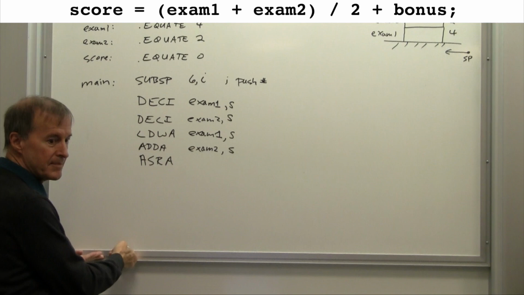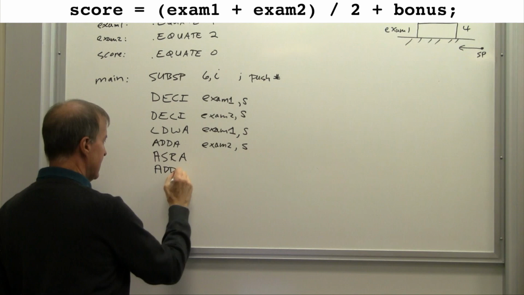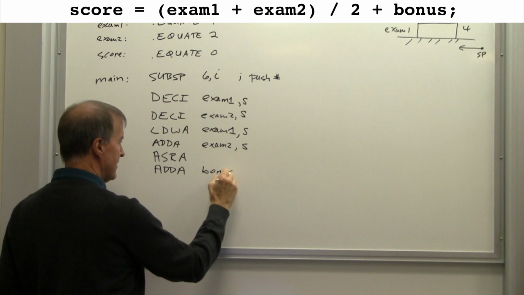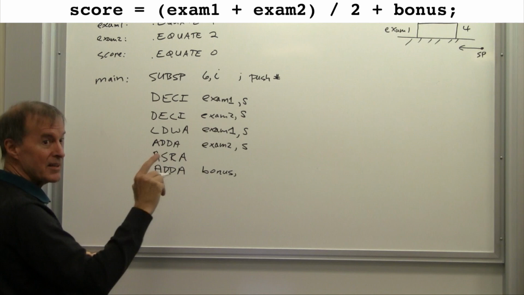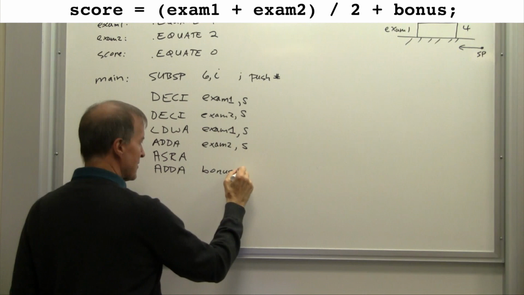Add accumulator what? Bonus, addressing mode. What is bonus? Is it a variable? Yes, immediate, because bonus is a constant equated to 10, so that still works. This is a little bit of review. Is everybody clear on this?